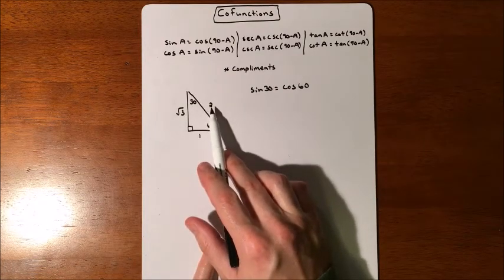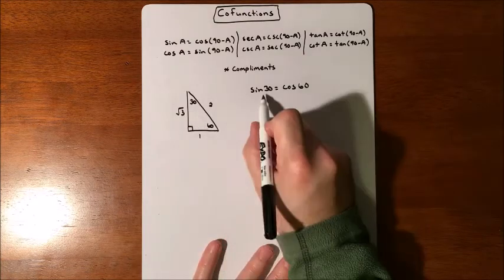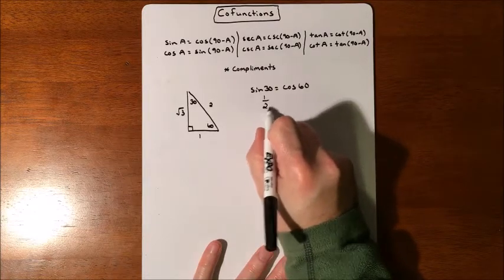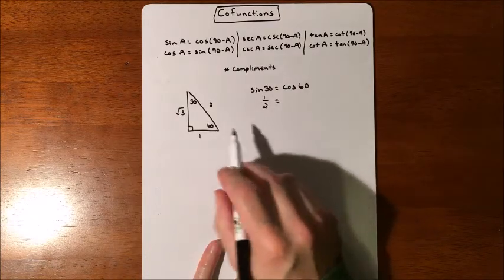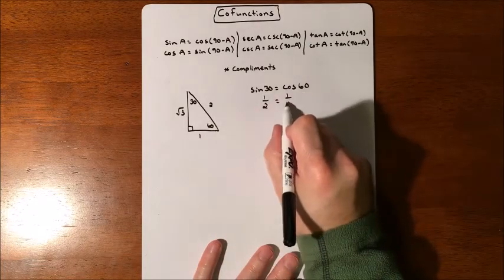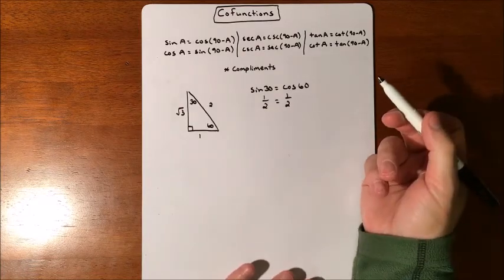So you have a side 1, a side that's 2, the hypotenuse, and across from the 60 is a root 3. So sine of 30 is going to be 1 over 2. So that value is equal to 1 over 2. And then cosine of 60 is adjacent over hypotenuse, so it's also 1 over 2. So that's just kind of showing you that they're equal to each other.